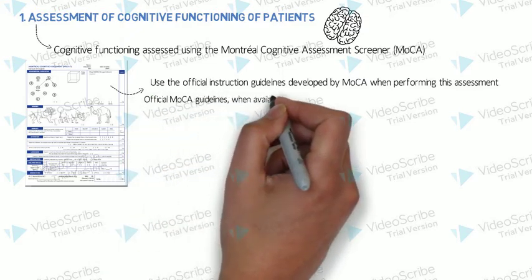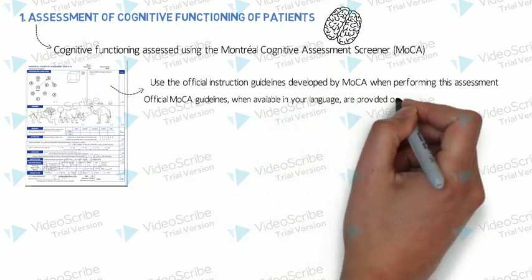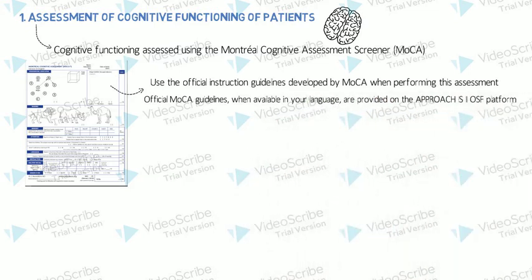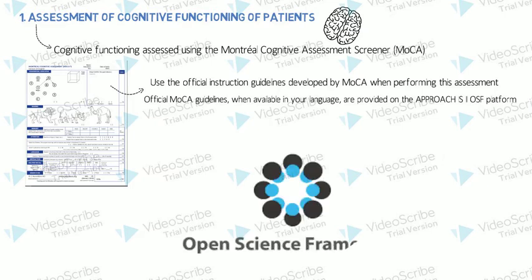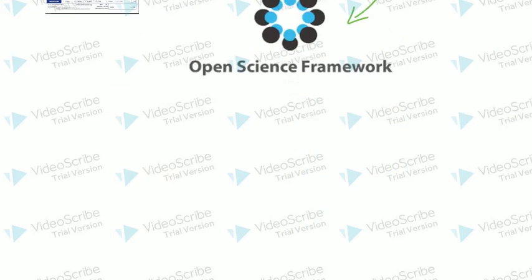In case these official MoCA guidelines are available in your language, we provide them to you using the Approach IS Open Science Framework platform. Go to the Open Science Framework platform and look for the folder in which you can find the translations of questionnaires. There you can find, when they are available in your language, official MoCA guidelines which will help you administer this test. However, using the internet you can find more information about the administration and interpretation of the MoCA test.